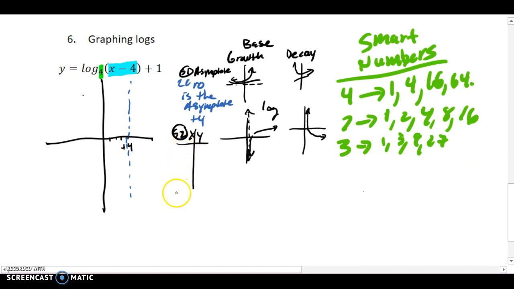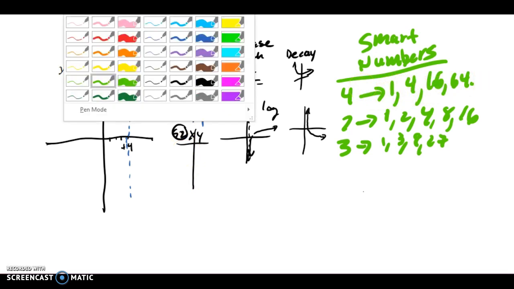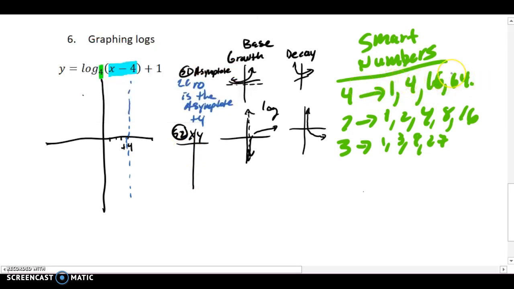So when I put numbers here, I want to make sure that this becomes the result. So that's what we're going to do, is we're going to have these results here. So we have 1, 4, and 16. So we want a 1, 4, and 16 here, but we have an x minus 4. So that means I need to make this a 5, and I need to make this an 8. Yeah, an 8. And then I need to make this a 20. Okay, and that's going to give us my smart numbers.